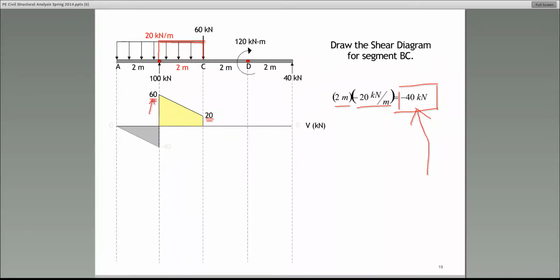40, so the net change will be 40 in the negative direction. So where do we end up? We end up at 20. All right, so that area is really the change between shear from B to C. So that's how we came up with that 20.